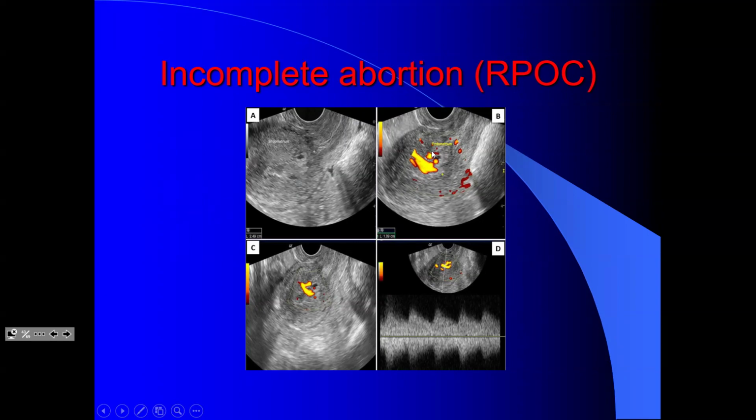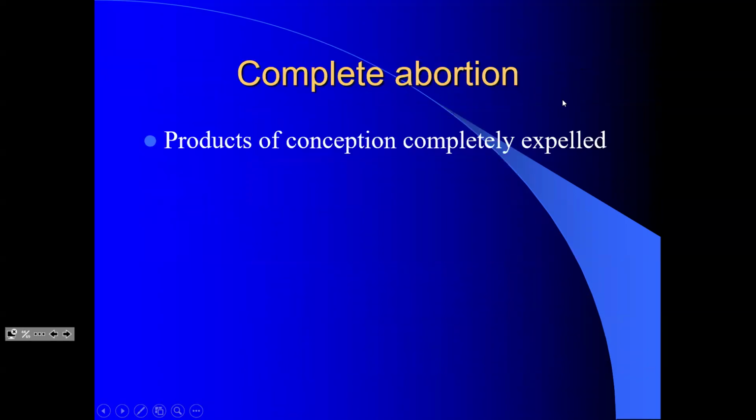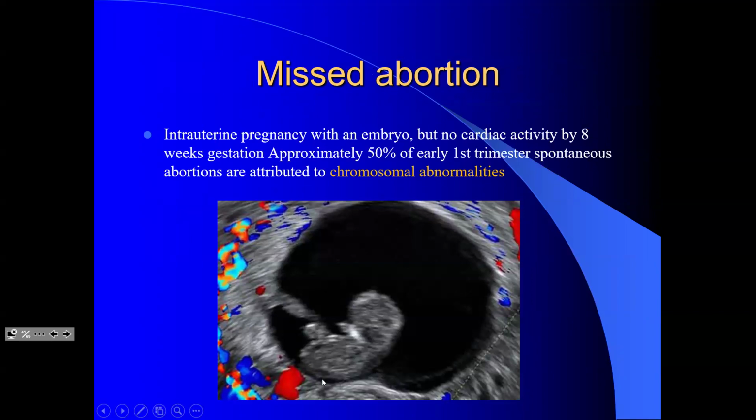You can also make use of color Doppler like this. These are known as retained products of conception. So incomplete abortion means the sac or the placental tissue that remains inside. These are retained products of conception. Complete abortion, as I've said, you don't see anything inside the uterus, but you know there was a pregnancy, either by a pregnancy test or an ultrasound done earlier which showed pregnancy. Missed abortion is something like this, where you put color and you don't see any blood flow inside the fetus, or you don't see any heart activity here. So this means a missed abortion.